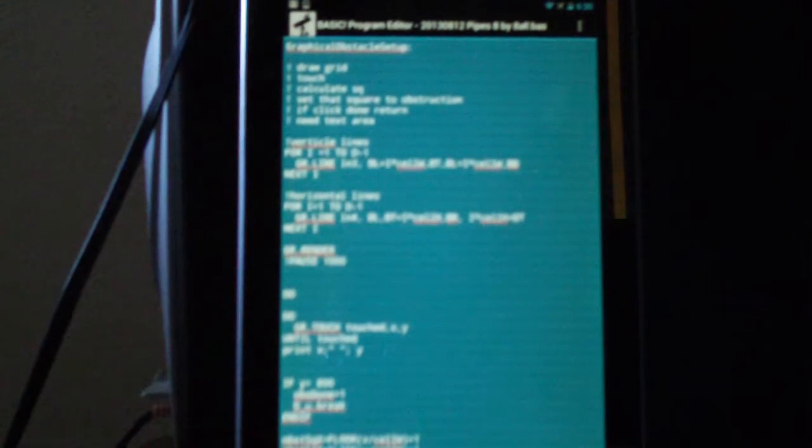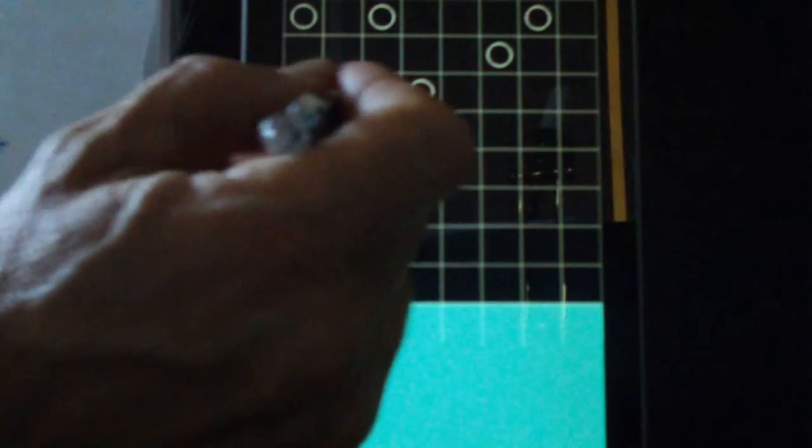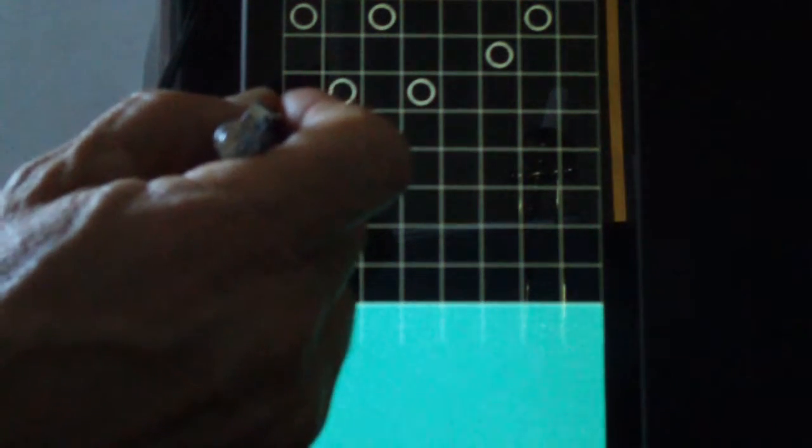It's August 12th. This is a progress report on pipes in QBasic on the tablet, the Nexus 7 tablet using Android. So okay, I can put in where I want obstructions. Okay, so I was fiddling around. There's 1, 2, 3. I ought to have a way to erase them probably.